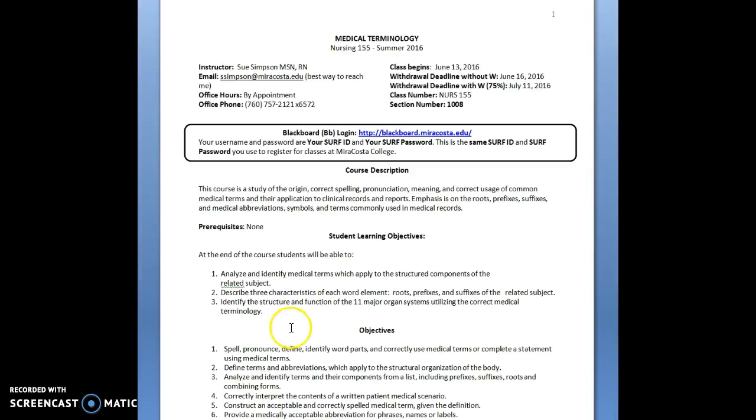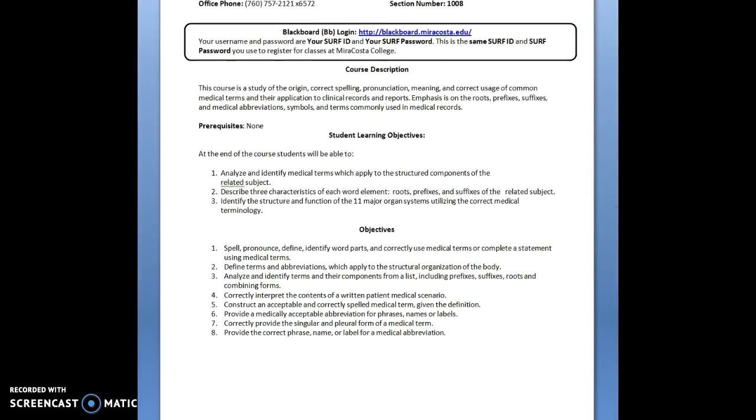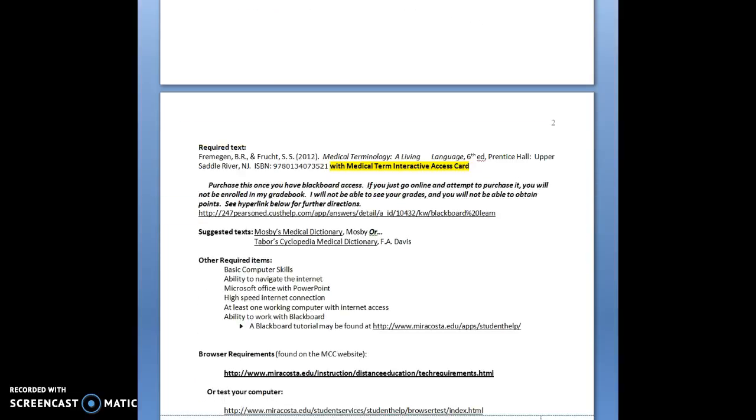Here are our learning objectives, our SLOs, and the objectives of the class. The text that I'm requiring is Medical Terminology: A Living Language, 6th edition, by Prentice Hall, and Pearson is the publisher. The ISBN is, I believe, correct, but you want to make sure that you have the interactive access card, or you can log in and buy that access online. Both the access card and the textbook are available in the MiraCosta bookstore.